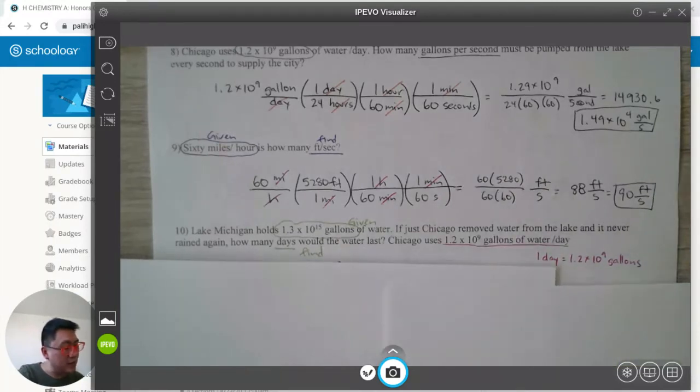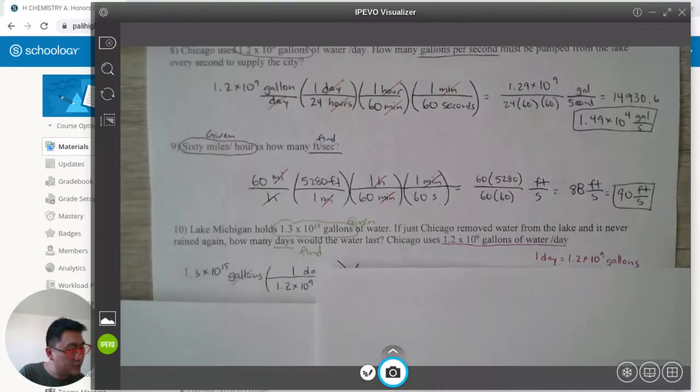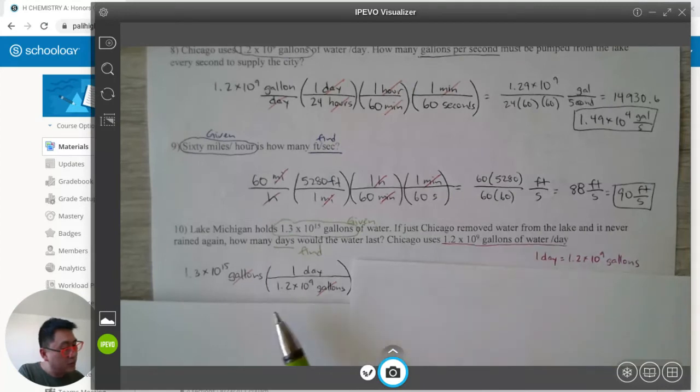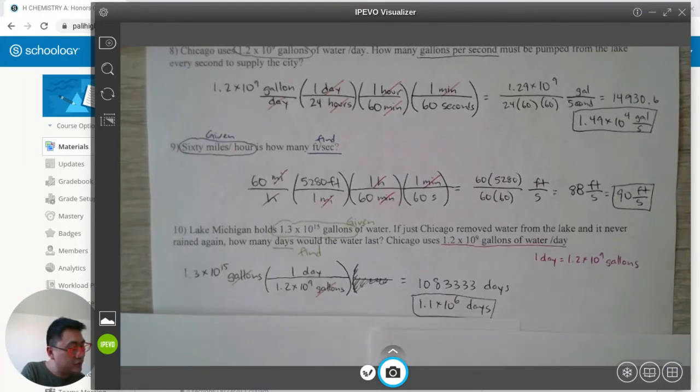So, starting with my given, it was 1.3 times 10 to the 15 gallons. Use the conversion factor here. 1.29 times 10 to the 9th gallons is a day. Made a mistake there initially. Ignore that. So it's going to be, well, just divide in a calculator. I got 1.1 times 10 to the 6. That's what I said in my calculator. But it should be two significant figures. 1.1 times 10 to the 6 days.